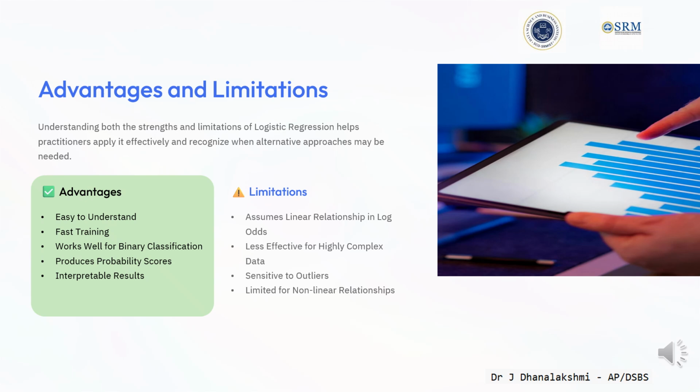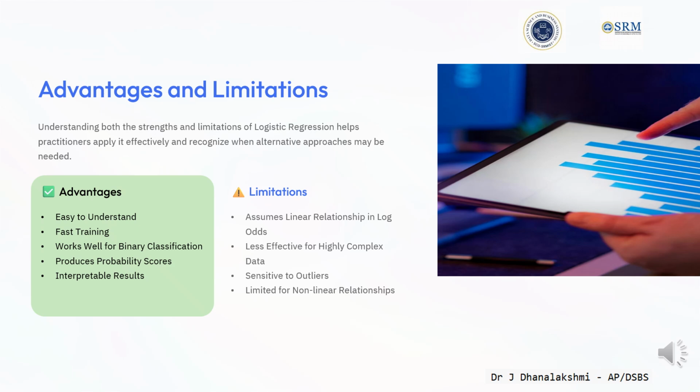Logistic regression offers several advantages, including simple implementation, fast model training, excellent performance for binary classification, probability-based predictions, and highly interpretable results. However, it also has limitations. The model assumes a linear relationship between the independent variables and the log odds of the outcome. It may perform poorly with highly complex or nonlinear datasets and can be sensitive to outliers. Understanding both the strengths and limitations of logistic regression enables organizations to select the most appropriate machine learning technique for different business problems.